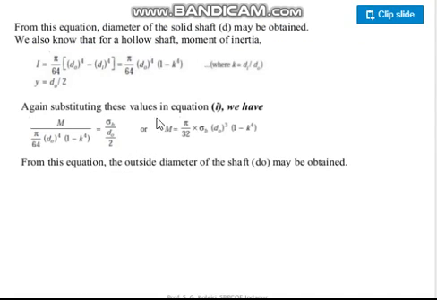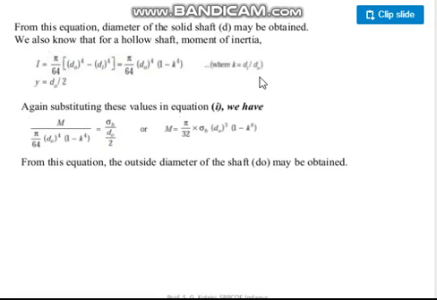And if it is a hollow shaft, what happens? If it is a hollow shaft, I becomes pi by 64. Instead of simply d to the power 4, it becomes do to the power 4 minus di to the power 4. So that means this can be written like this: pi by 64 do to the power 4 into 1 minus k to the power 4, where k is di upon do.